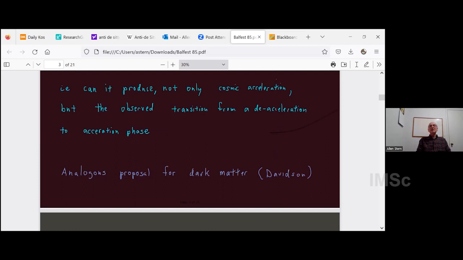Actually, a visitor, Aaron Davidson, who used to visit Syracuse quite a lot, I recall, had an analogous proposal where he used this as an alternative explanation for dark matter. But here I want to try it for dark energy.